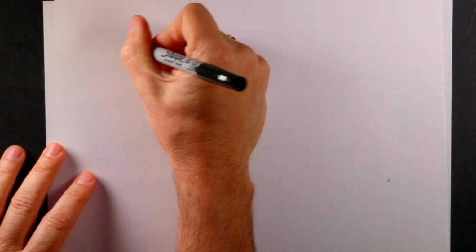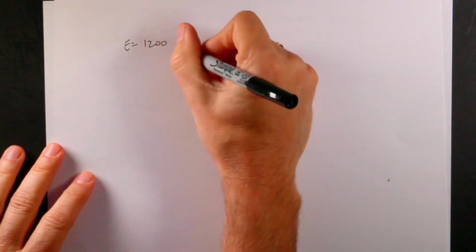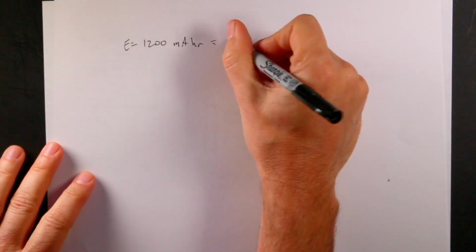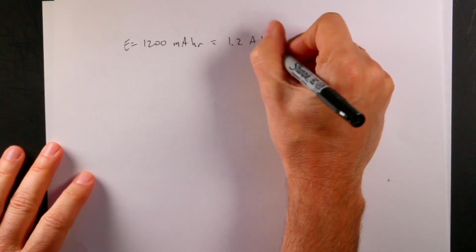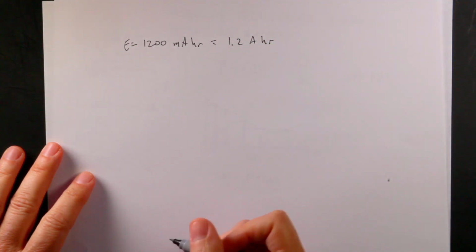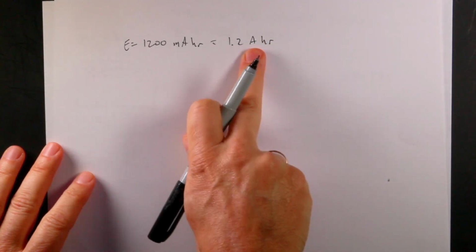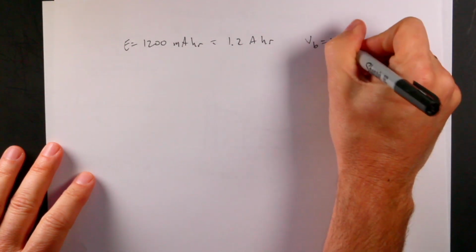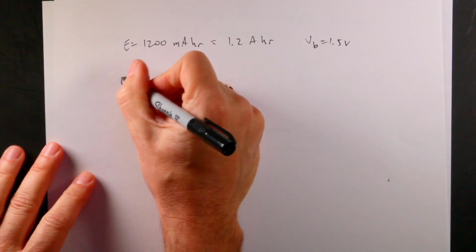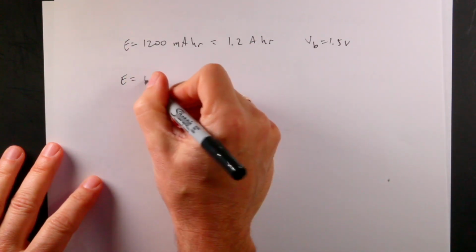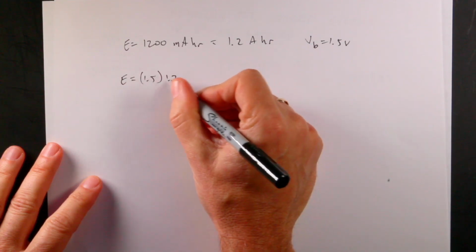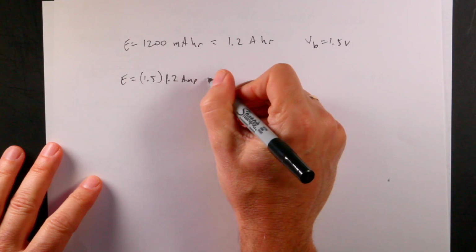Okay. So here I have E equals 1200 milliamp hours. So this is going to be equal to 1.2 amp hours. And that's not really the best unit because that's not units of energy. But if I know that the voltage of the battery is 1.5 volts, then this energy is actually going to be equal to 1.5 volts times 1.2 amps times 1 hour.